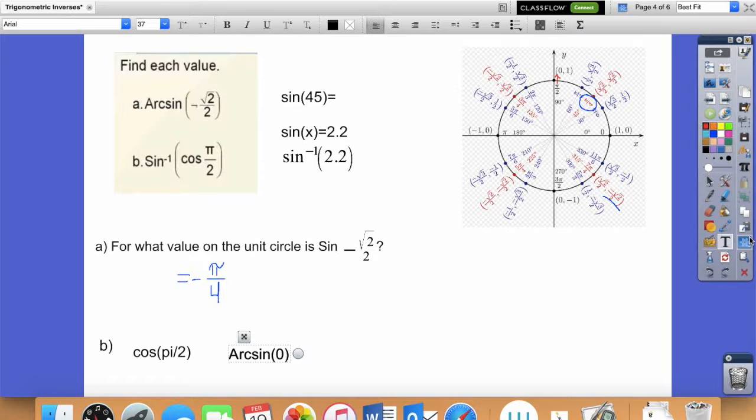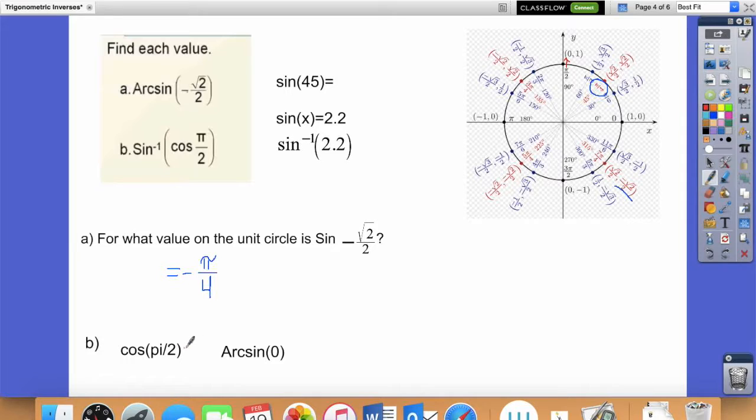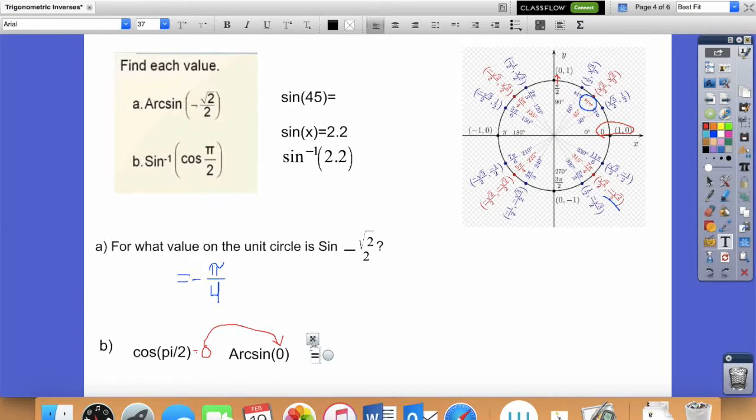So I took my answer from cosine of pi over 2, which was equal to 0, and I substituted it into my equation, simplifying it. And now it's saying, for what value on the unit circle is the sine equal to 0? And if we look, it is equal to 0 at 0. So our answer here is 0. Hopefully you're starting to see how we use the unit circle to solve these problems. We're going to do 2 more.